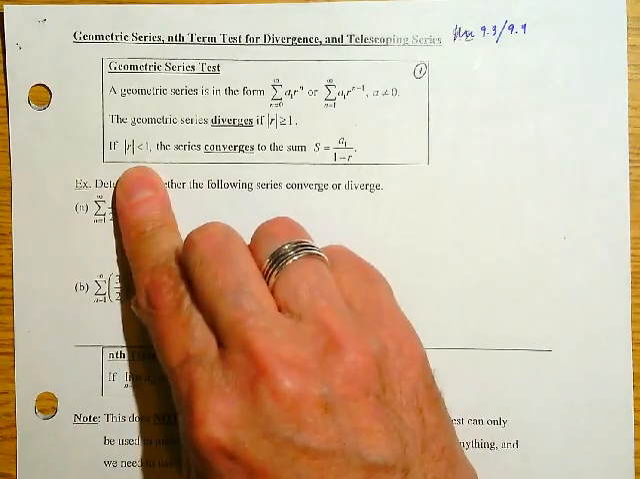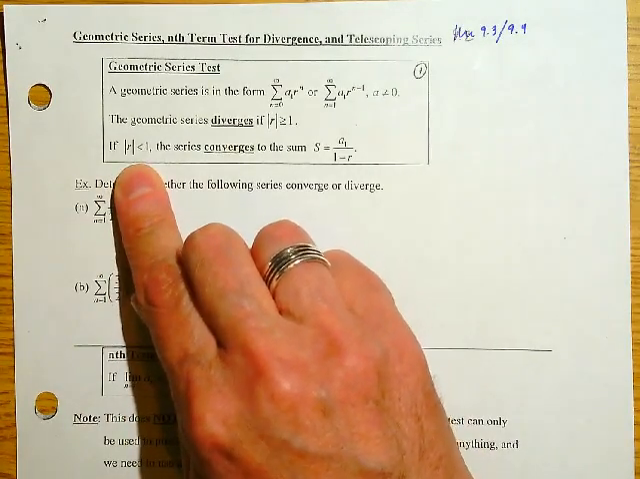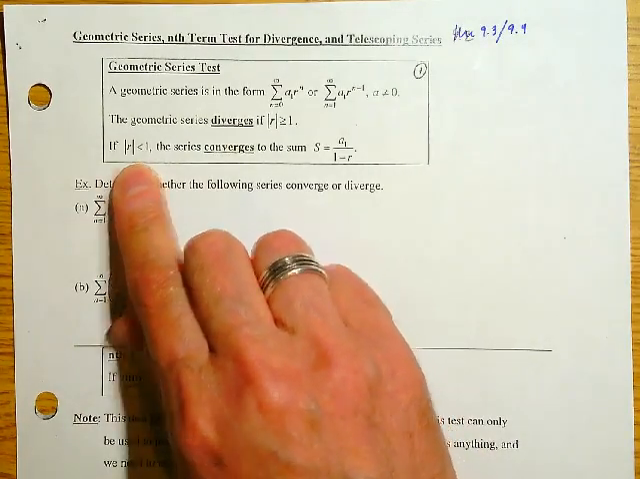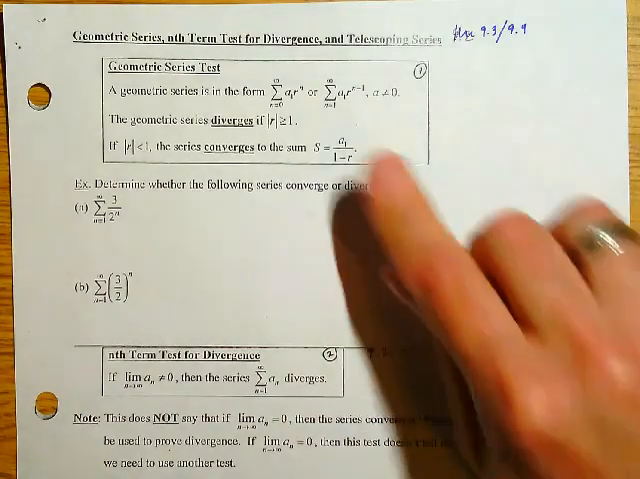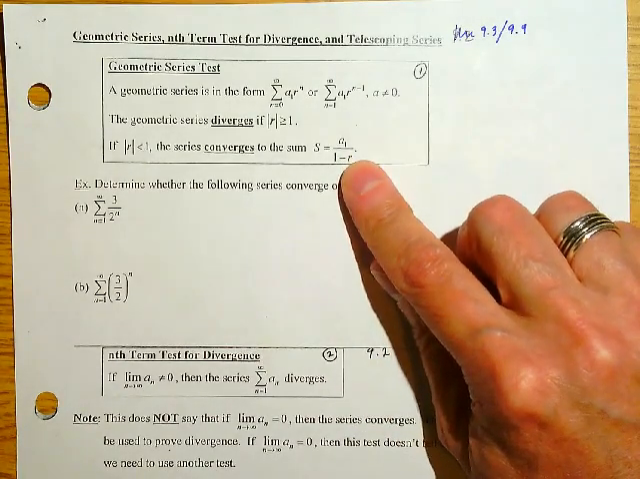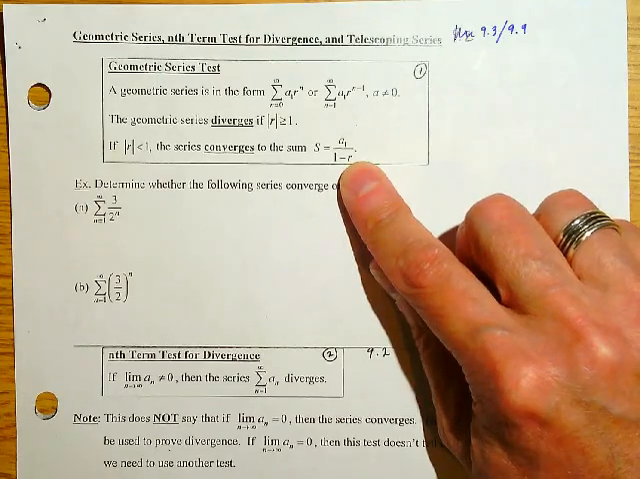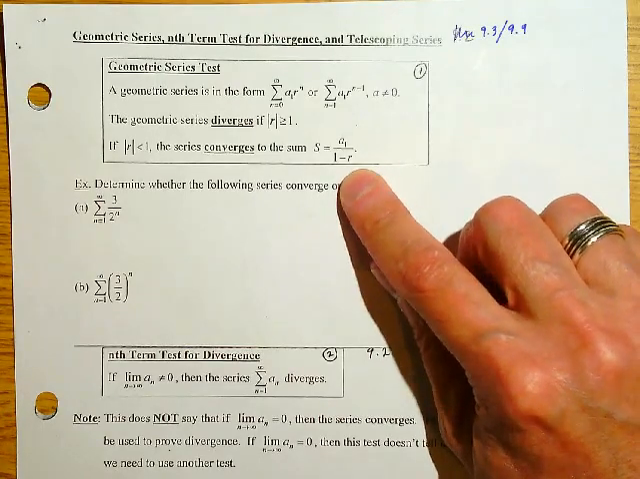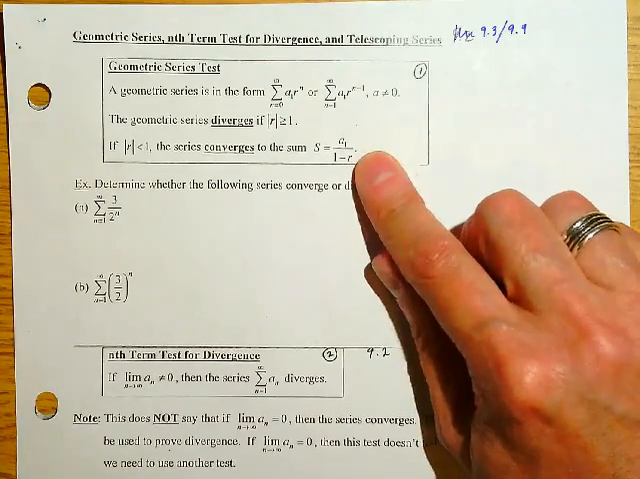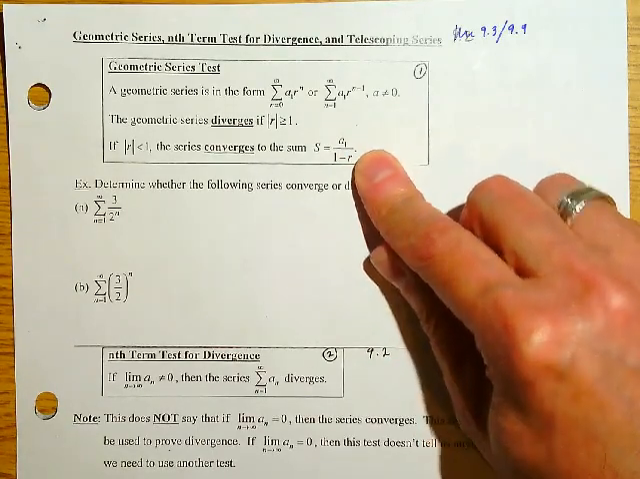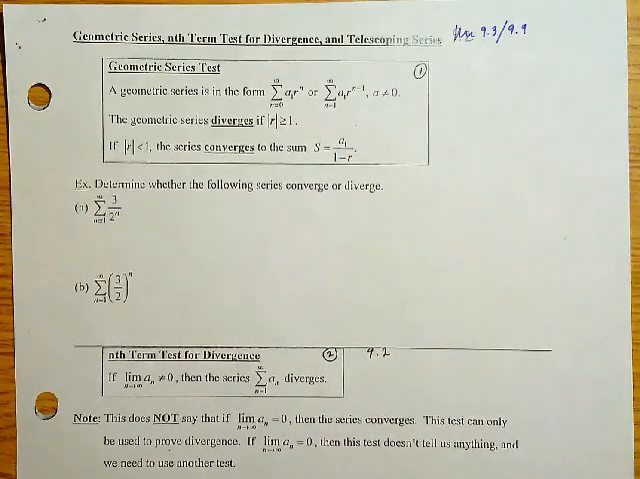However, if the absolute value of r is less than 1, so it could be a negative r value, really between negative 1 and 1, the series is going to converge. And this is going to be a very important value. It's going to converge to that sum, S equals a sub 1 over 1 minus r, where a sub 1 is your first term. This is always an important one that we'll see again and again, so I would know that formula as well.